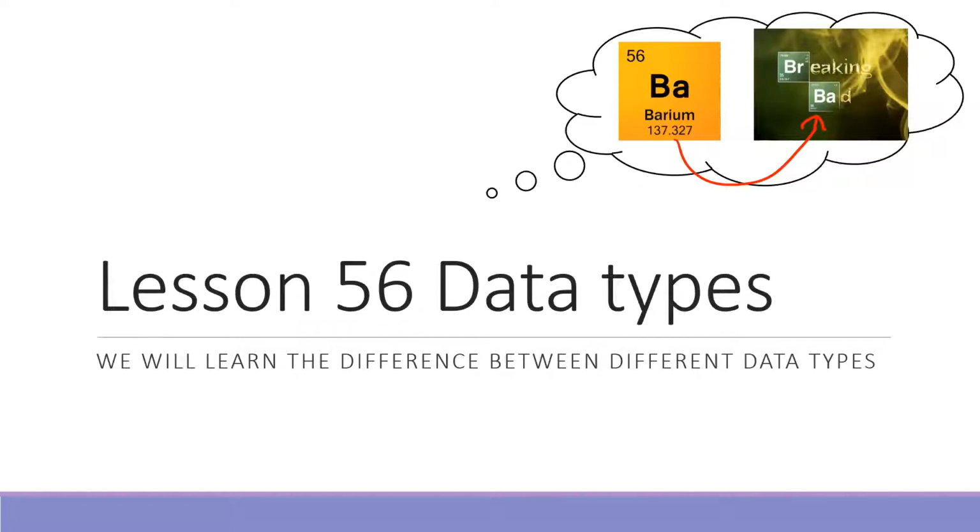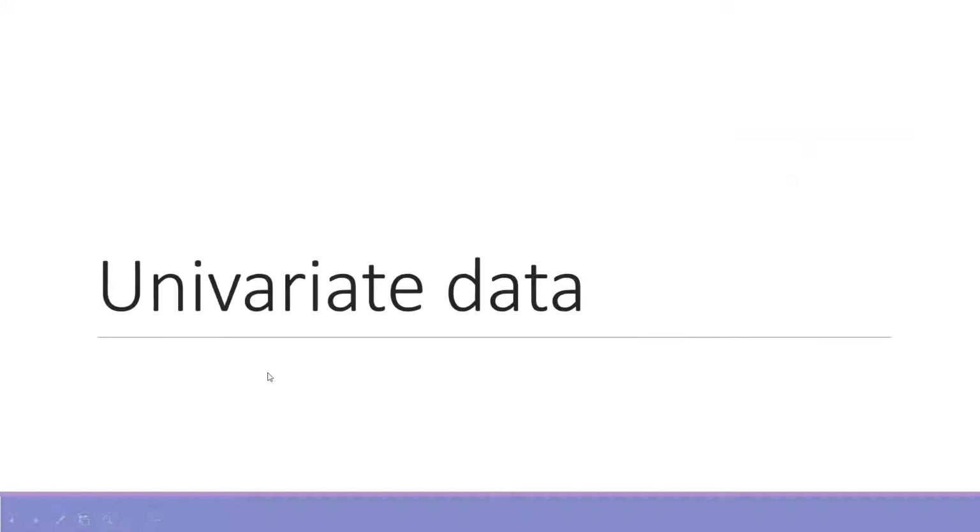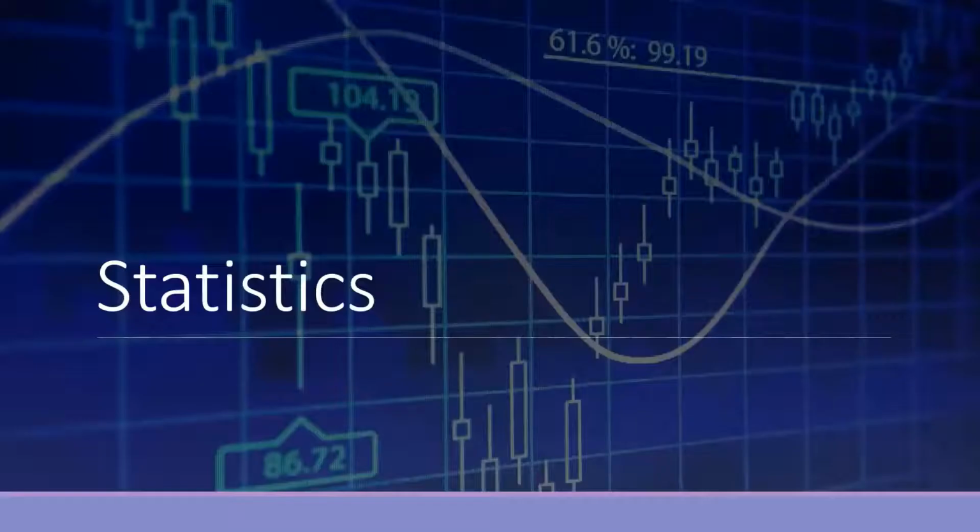Anyway, data types. Lesson 56. Where does this come from? This is coming from our new topic, which is univariate data, and that's coming from our overall grand final topic, which is statistics. Ladies and gents, our very last 2 topics are going to be statistics.